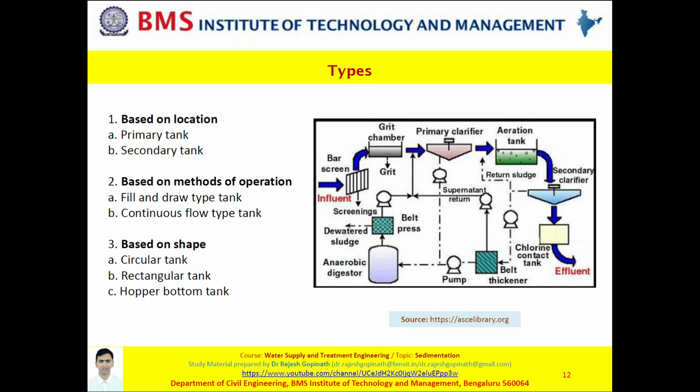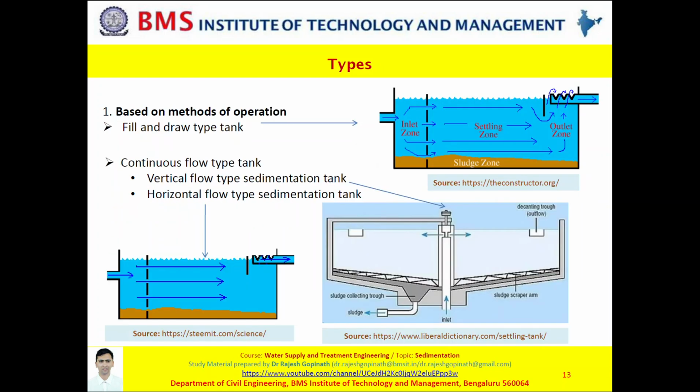Now, let us move on to slide 13. Fill and draw type is a plug flow reactor. Continuous flow type, as the name says, is a continuous flow reactor. In plug flow type, what happens is water enters in an inlet zone. It is stored there for a specific time and only after a specific time the water is removed.